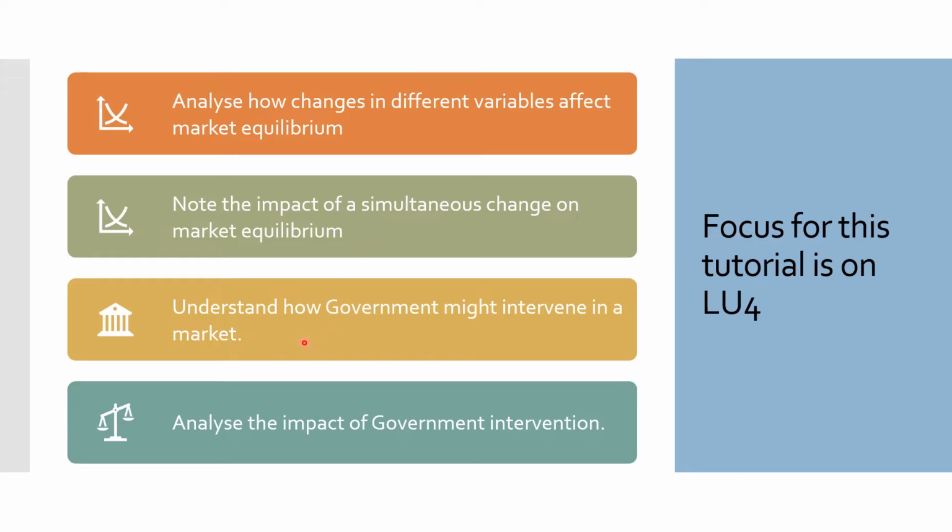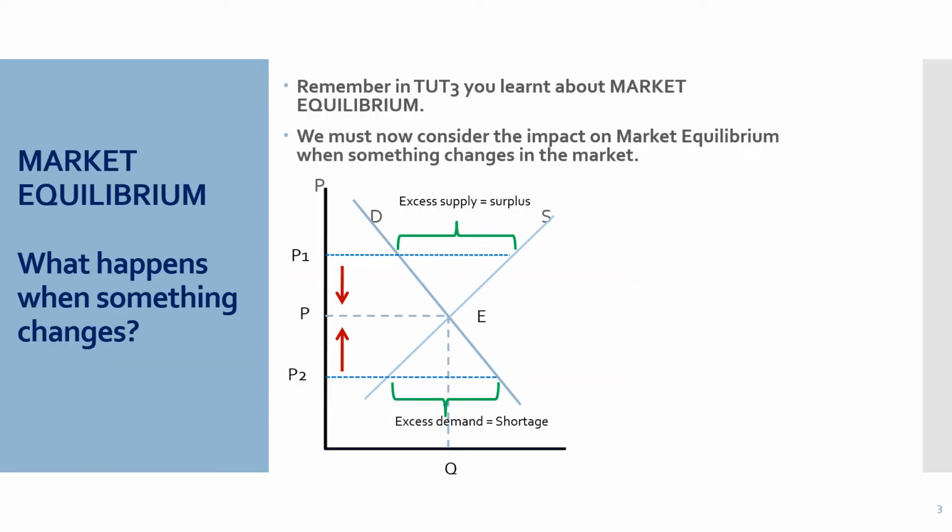We're then going to take a look at how and why government might intervene in a market. And then we're going to have a quick look or a quick analysis of what the consequences of that intervention are likely to be. At the end of tutorial 3, we introduced you to market equilibrium.